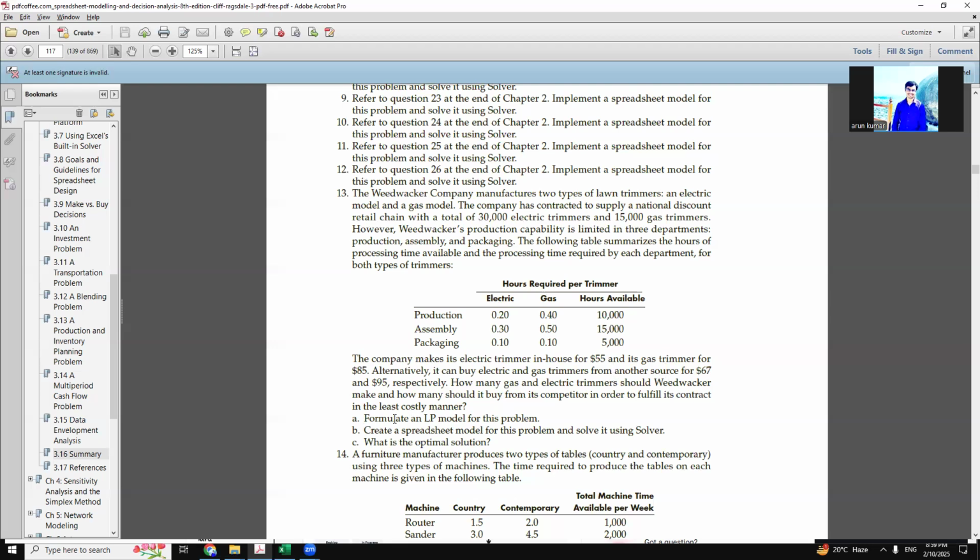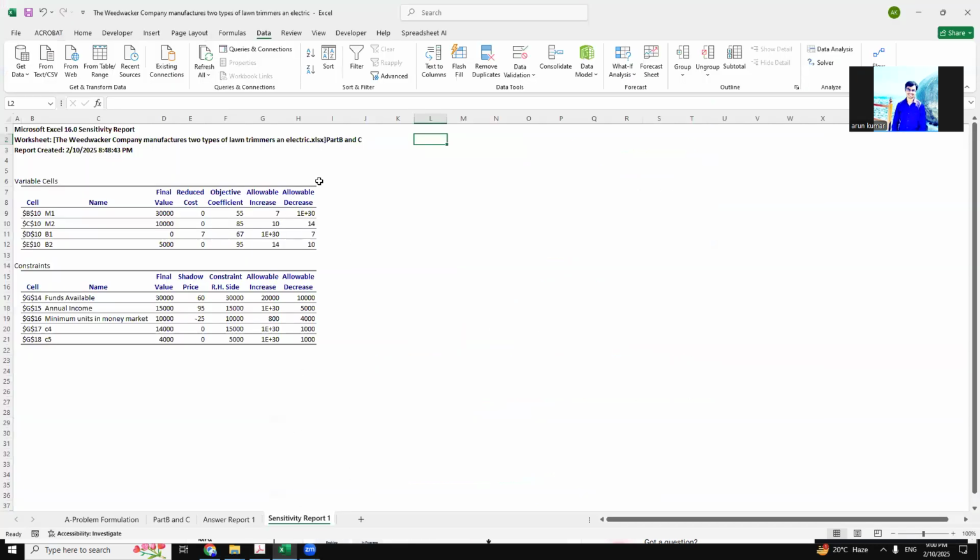Then we have three parts covered in this question. First is the formulation of an LP model, then the spreadsheet model creation using Excel Solver, and the third one is the optimal solution. So this one is our Excel solution using Solver.